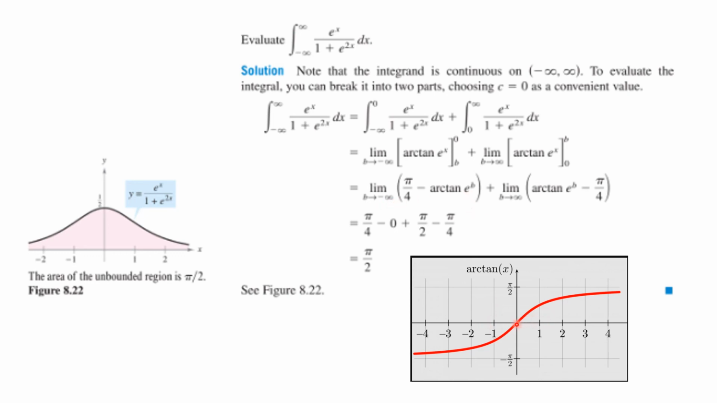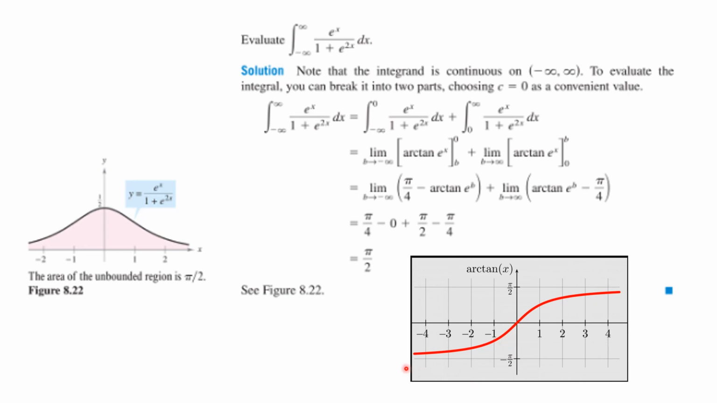Now, as b tends to minus infinity, the arctan tends to minus pi over 2. This is from your trigonometry that you remember. And as you tend to positive infinity, it tends to pi over 2. So we substitute those values in. We get pi over 4 minus, yeah, we get pi over 4.